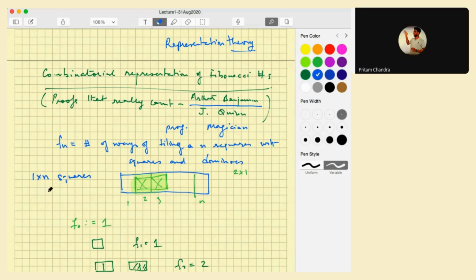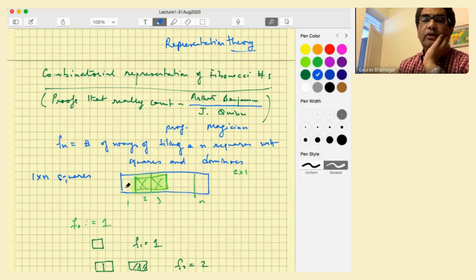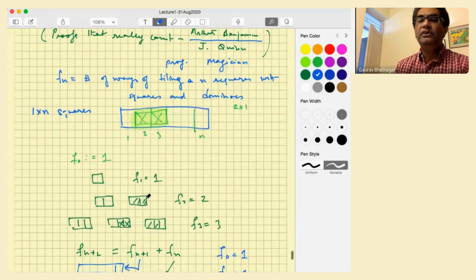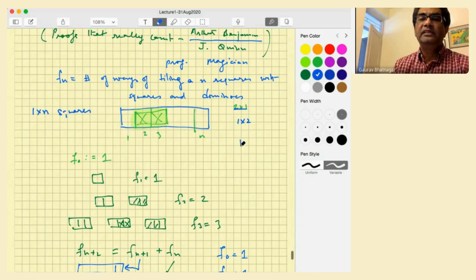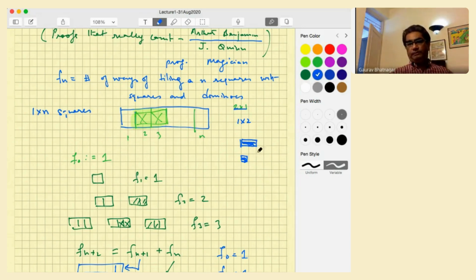So how do we place the tiles on this? Either you place a square or you place a domino. The square I'm describing as an empty thing, and a domino is a 1 by 2 thing. So maybe I should have written 1 by 2. Okay. So a domino looks like this, and a square just looks like this. I mean, they're both filled in, but usually, this is a domino.